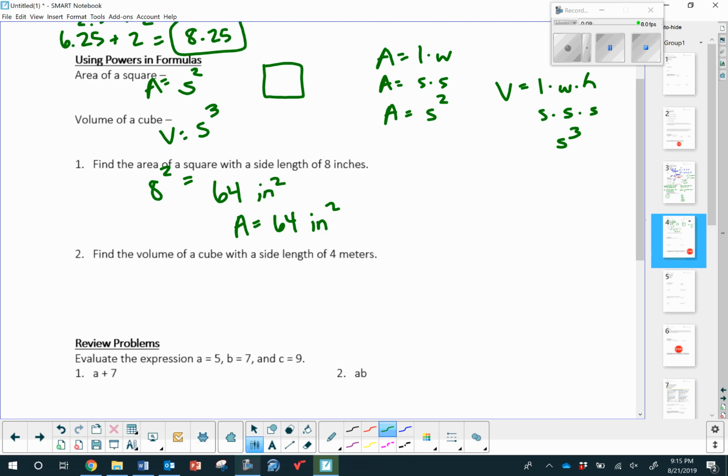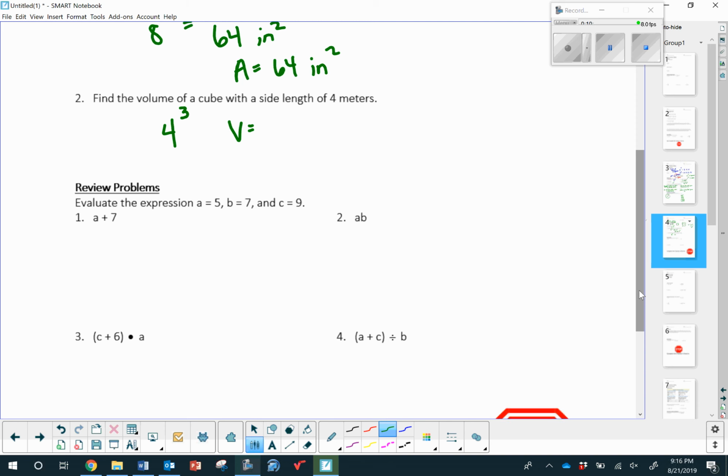Number 2 says find the volume of a cube with a side length of 4 meters. So that's going to be 4 cubed. And I'm going to let you figure out what that is. And if you already figured it out from the previous page, actually, no, the previous page was 3 to the 4th power. So now you have a new challenge of 4 cubed.